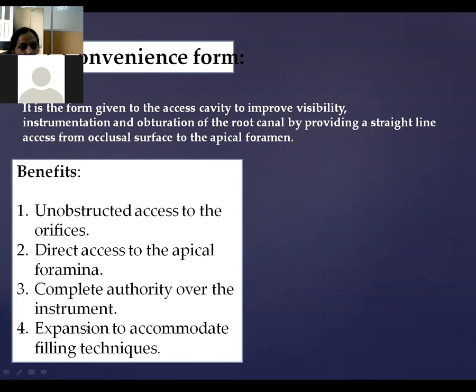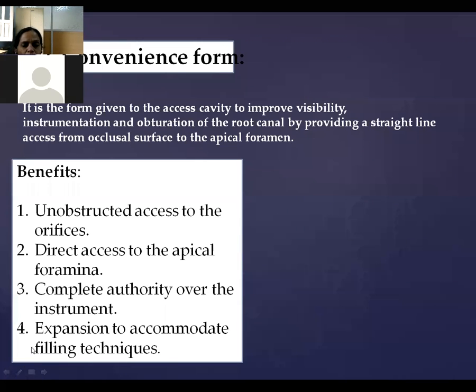If you get a straight line access to the apical foramina, you will have a good tactile sense. You can feel your apical foramina. Your instrument can feel the curvature of the root canal. You will feel the obstruction of the apical foramina. So in general, you have better control on your instrument, a complete authority over the instrument. You should have direct, unobstructed access to the apical foramen.